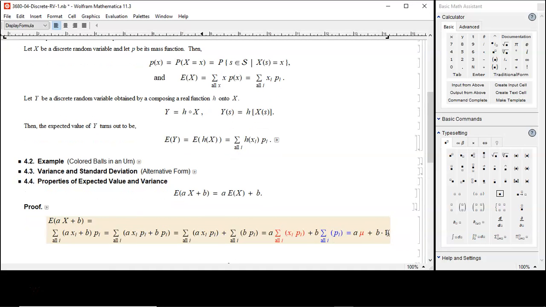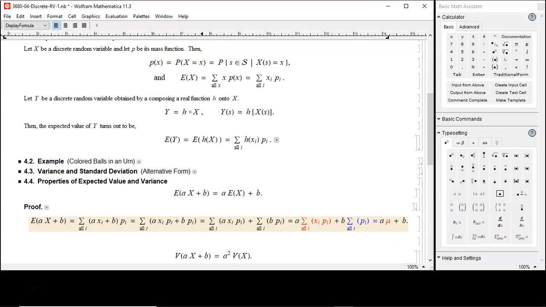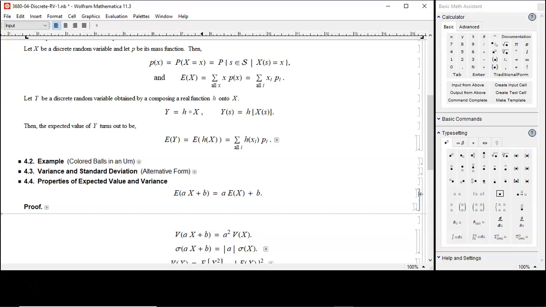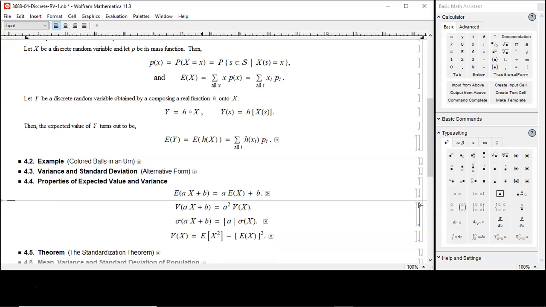Not enough space for that. That's 1. So that completes the proof. Okay, one down, two more to go.